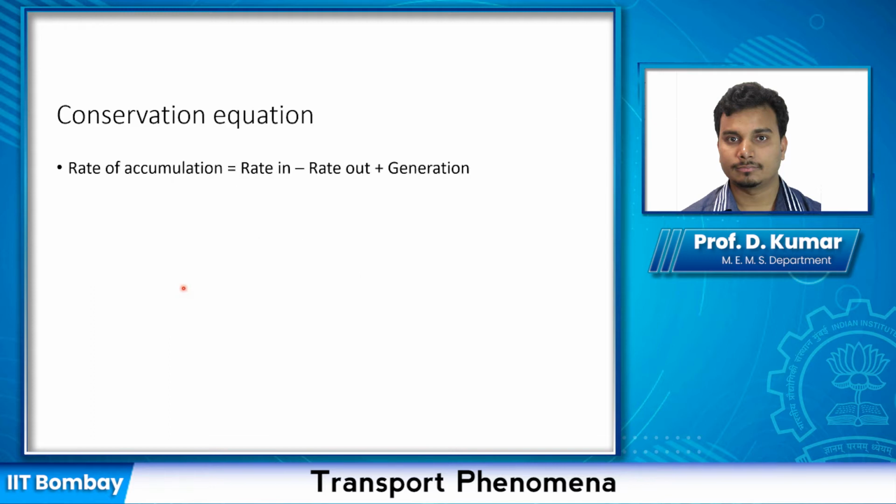So let us relook at this generic equation that we know, that any conservation equation we can write as rate of accumulation equals the rate that is coming in, minus the rate that is going out, plus any generation term, and so on. We will apply this simple principle, first to mass conservation, and then to momentum.